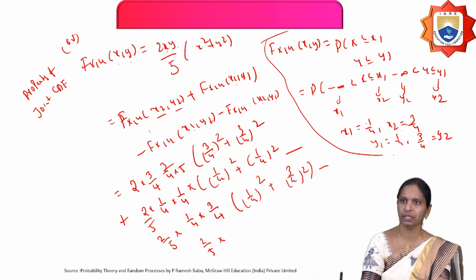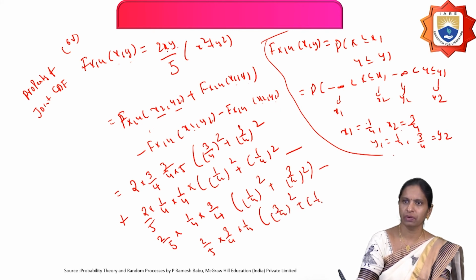And what is x2 here? 3 by 4, and y1 is what? 1 by 4. So here 3 by 4 into 1 by 4, so x2 square plus y1 square is nothing but (3 by 4) square plus (1 by 4) square. So like that you will get the probability.